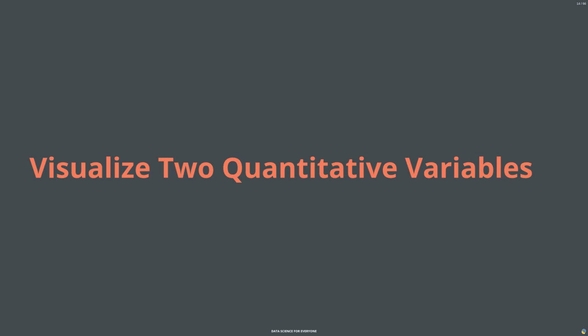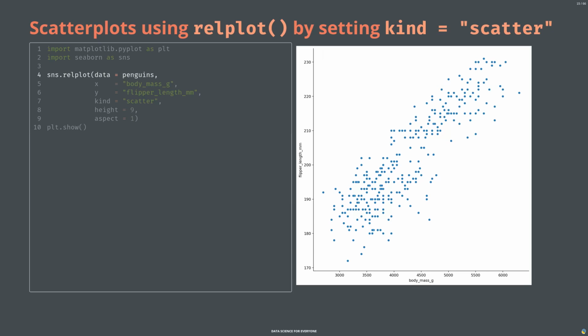In data science, many questions focus on understanding the relationship between two quantitative variables. Seaborn refers to plots that help visualize these relationships as relational plots. These plots are especially useful when you want to explore how one numeric variable changes in relation to another. Relational plots are made using the relplot method. We call relplot and set the x and y axis to body mass and flipper length respectively. To make a scatterplot, we set the kind argument to scatter.